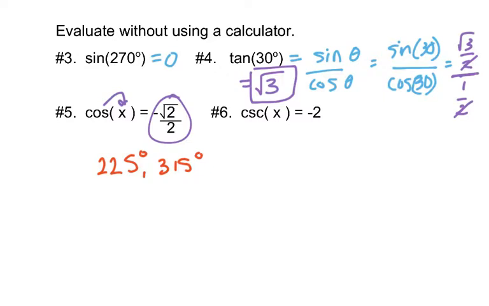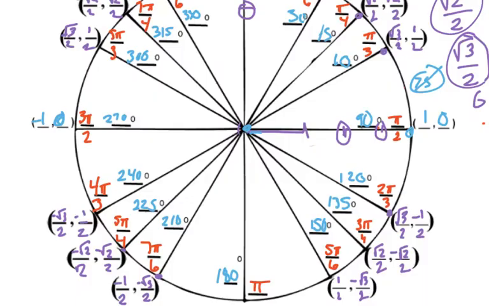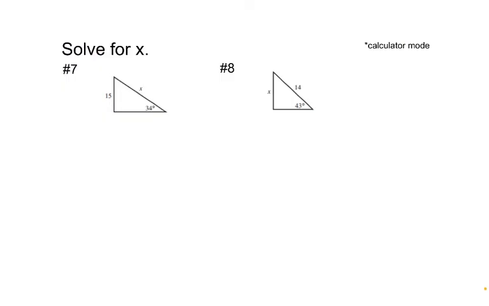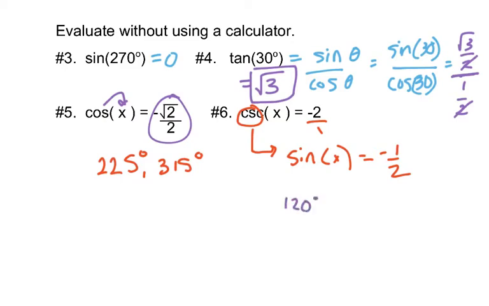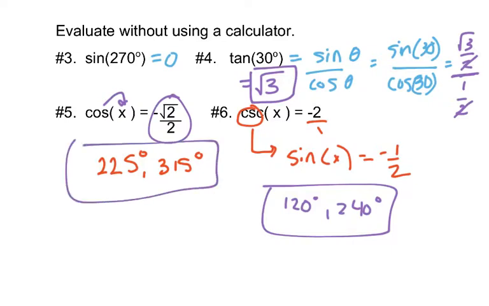And then the next one is asking you when is cosecant negative 2. So remember that cosecant is the flip of sine, so we're basically asking when is sine of something going to be negative 1/2. So you got to think about what is the opposite or the flip of what's happening. So we need a sine of negative 1/2, and as we look in here, when is a sine negative 1/2? That's going to be at 120, and then also at 240. All right.